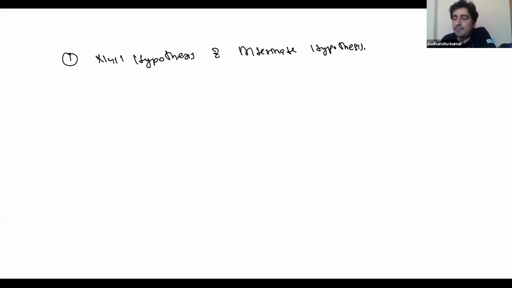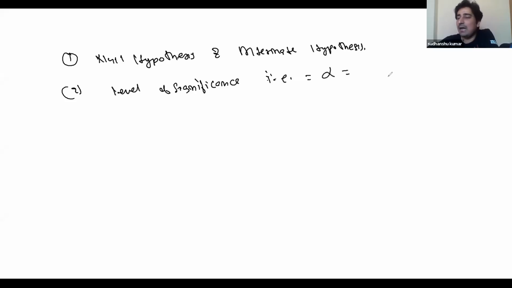Now on top of that, the second thing that you have to do is decide what will be the level of significance, or I would say, you have to decide the value of alpha, whether it's 5% or 1% or 10% or 20%, on which you are going to reject basically. So the first one is to decide the hypothesis. This is what we have done.